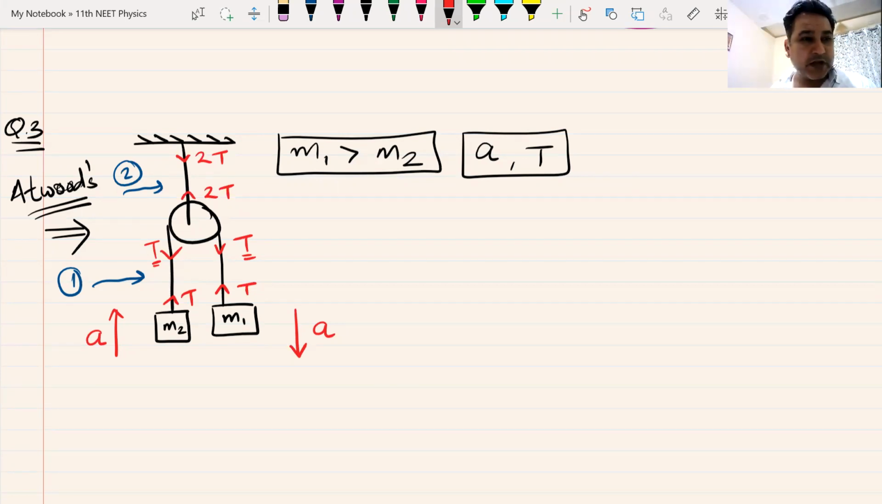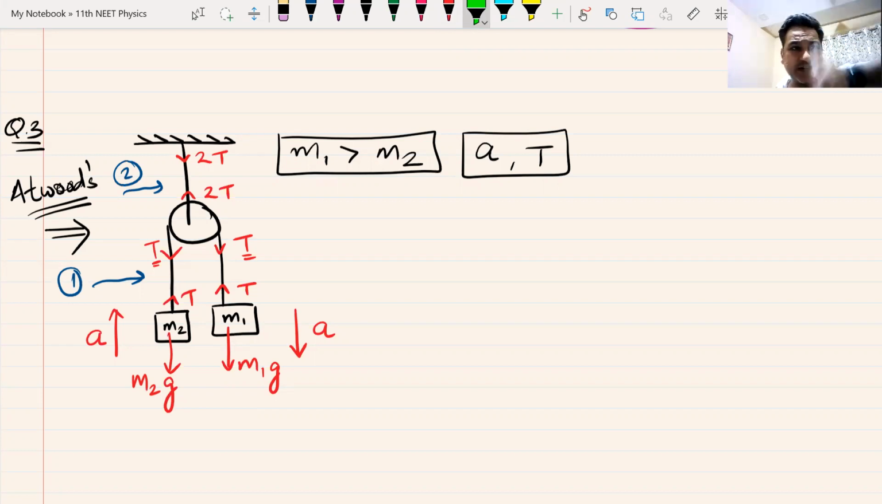Can I have raised hands? Yes. Okay. Now let me move on to block number M1. The only other force is M1G, which is downwards, and this becomes the free body diagram of block M1. I will draw the free body diagram of block M2 as well. This is M2G downwards. Free body diagrams done. Next step, to write the equations. Y-axis, X-axis, we all know this.